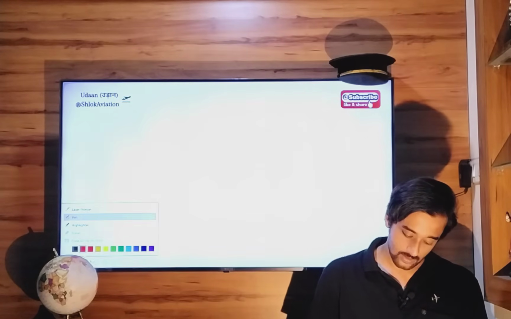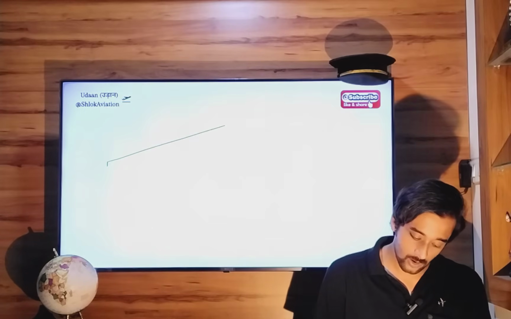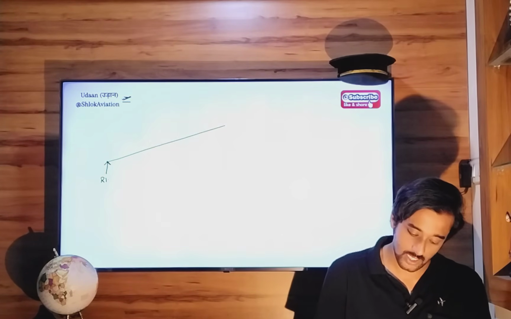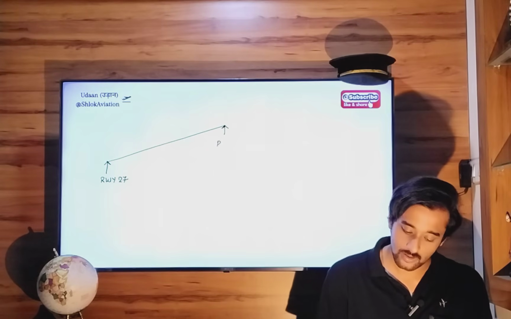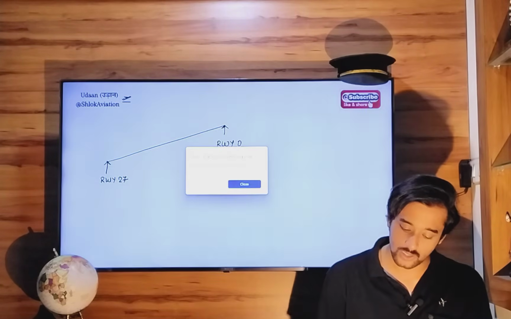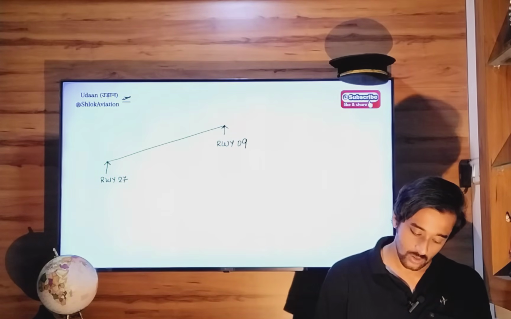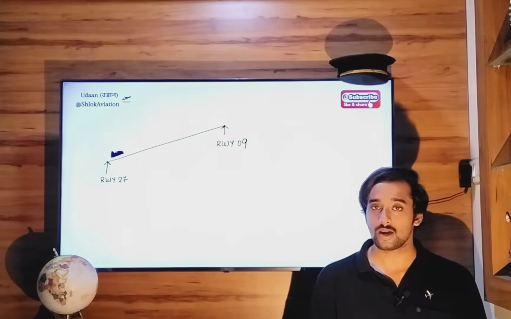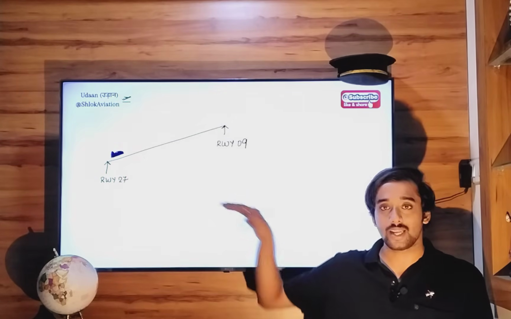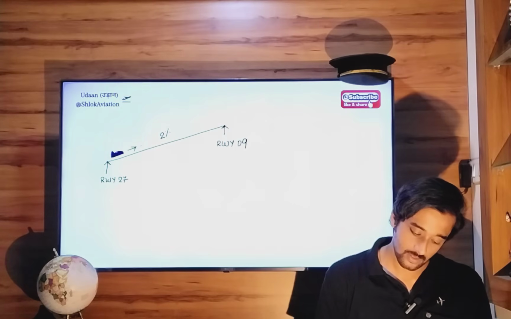So you are taking off from this runway 27, let's say. As you take off from runway 27, you will be rolling down along this runway which has an upward slope of 2%.